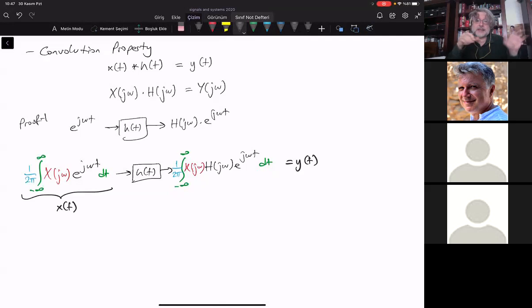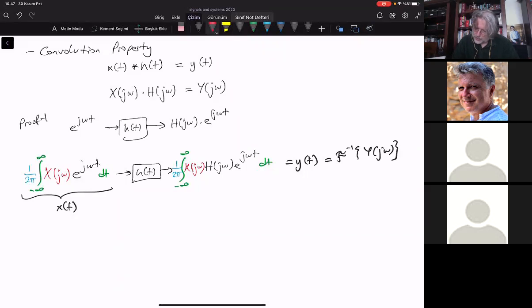Left-hand side of the system, the input signal. The input signal is the inverse Fourier transform of capital X of j omega. Therefore, it's x of t. Do you see that the left input signal is x of t, isn't it? It's x of t going into h of t, so the output is y of t. Okay. Meanwhile, it's equal to the inverse Fourier transform of Y of j omega.